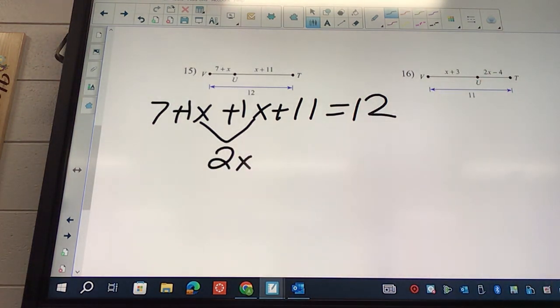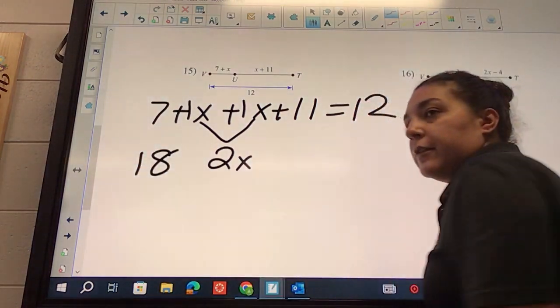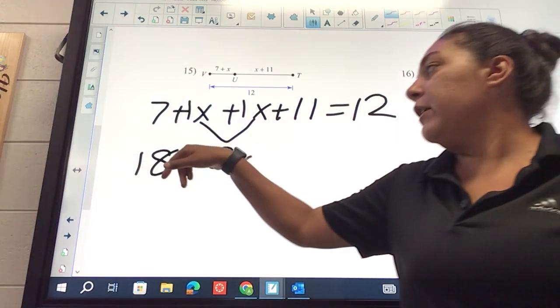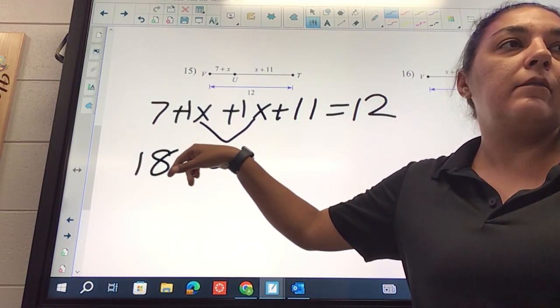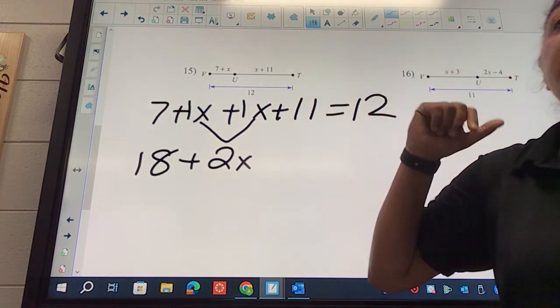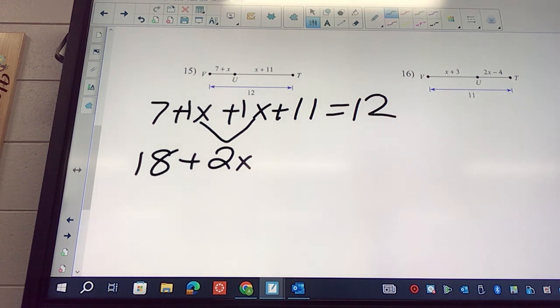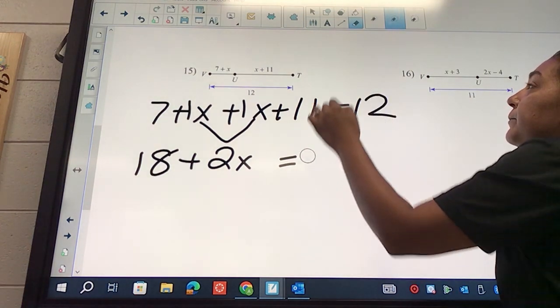What else can I combine? The numbers. Okay, doesn't matter where I put the number. So what are you gonna get, 18? Can I say 18 over here? Yeah, but what needs to go right here then? What kind of sign? A plus. Okay, if there's no sign there, you gotta put a plus. Or you could say 2x plus 18. It doesn't matter. Okay? And then we got equals 12.